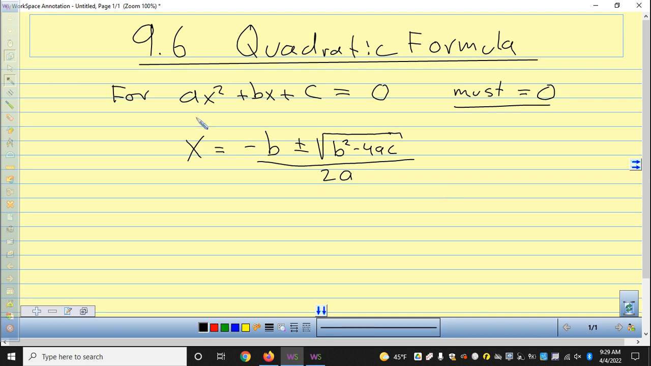So if we know a, b, and c, we can plug them into this formula and figure out the solutions to this quadratic equation. And we have the plus or minus, just like when we solved by using square roots, or we solved by completing the square. When we take the square root, we get a plus or a minus. We get two solutions. This works for any quadratic equation, as long as we start with our quadratic equation equaling 0.